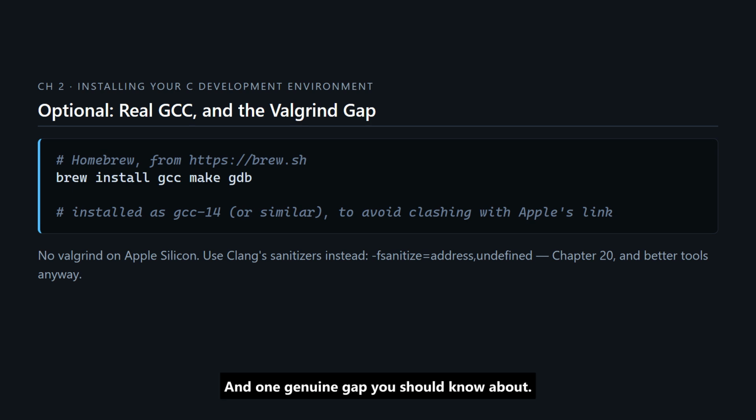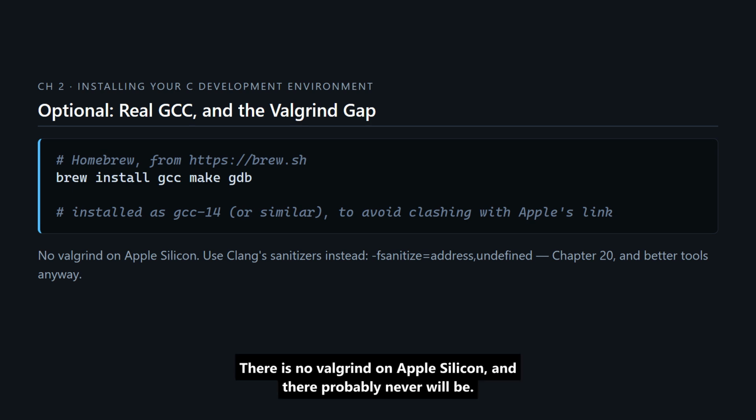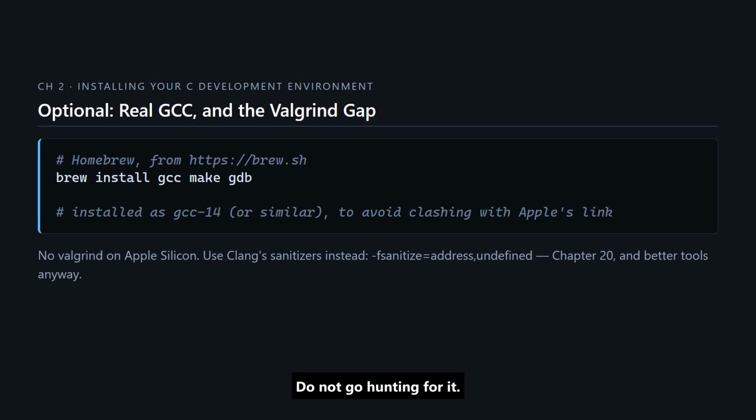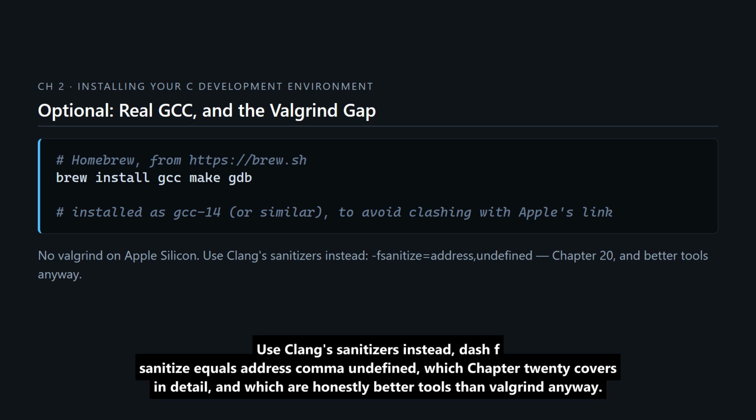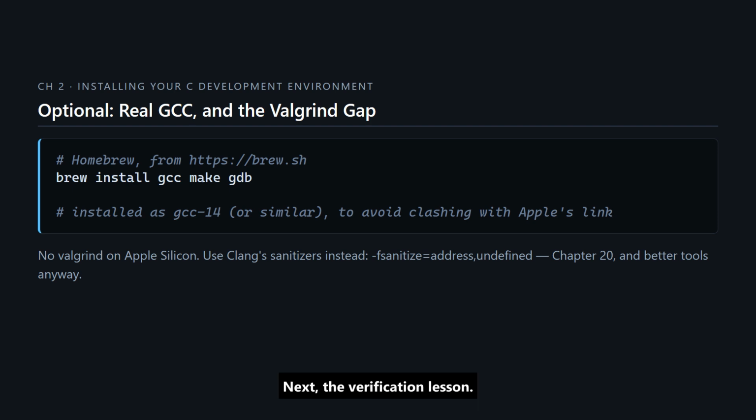And one genuine gap you should know about. There is no Valgrind on Apple Silicon, and there probably never will be. Do not go hunting for it. Use Clang sanitizers instead. -fsanitize=address,undefined, which chapter 20 covers in detail, and which are honestly better tools than Valgrind anyway. Next, the verification lesson.